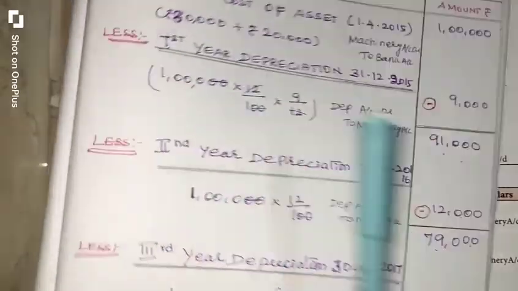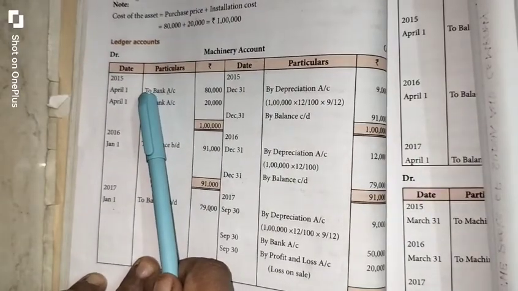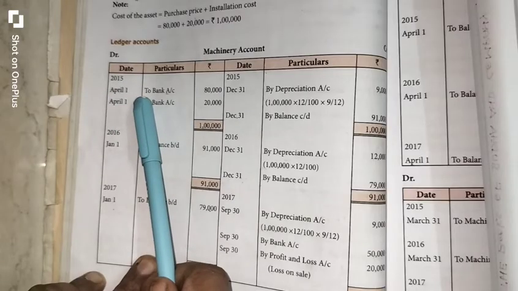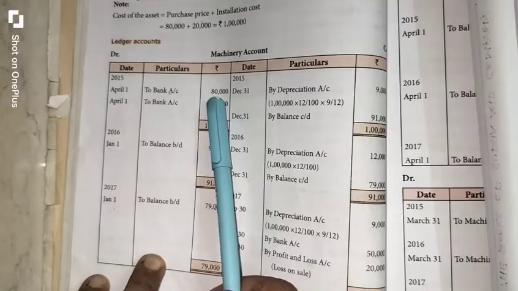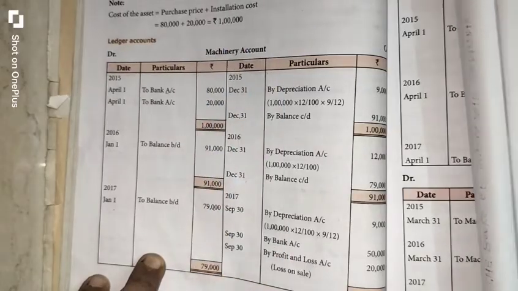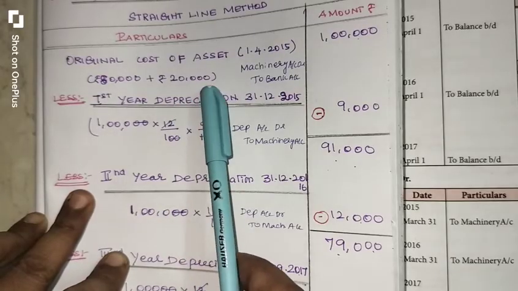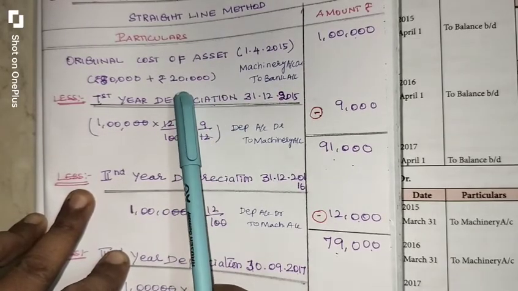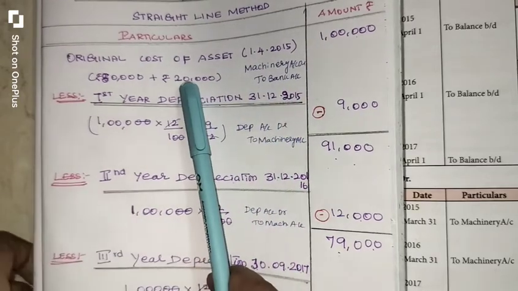The machinery account is on the debit side. You go to the debit side, dated 1st April 2015. The opposite account is To Bank account. We enter 80,000 in the amount column. Then we have to enter the installation cost. What is the journal entry for the installation charge? Machinery account debit to bank account, 20,000 rupees on the same date.